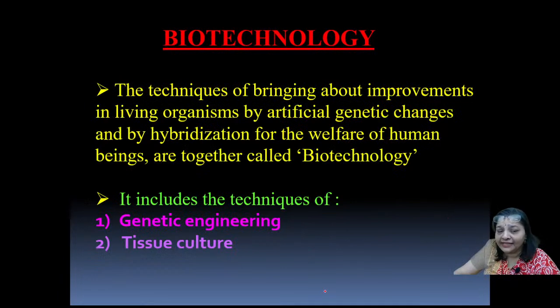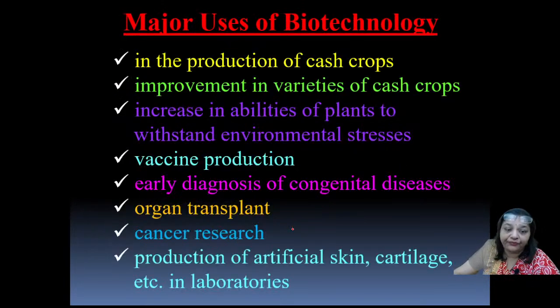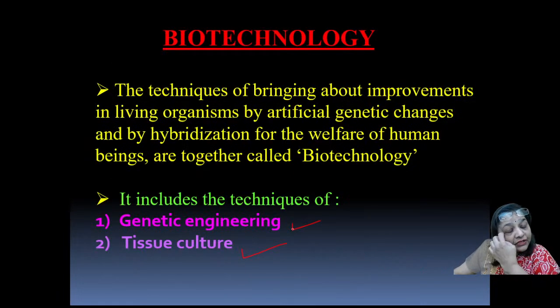So what exactly is biotechnology? Let us see. The techniques of bringing about improvements in living organisms by artificial genetic changes and by hybridization for the welfare of the human beings are together called biotechnology. So this technology includes two basic techniques. One is genetic engineering, and the other one is tissue culture, right? So we are going to study these two techniques in brief, of course.